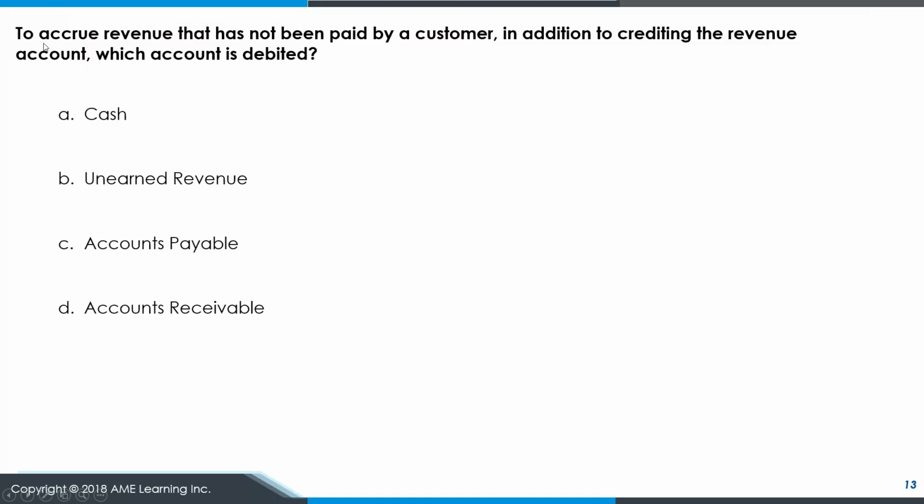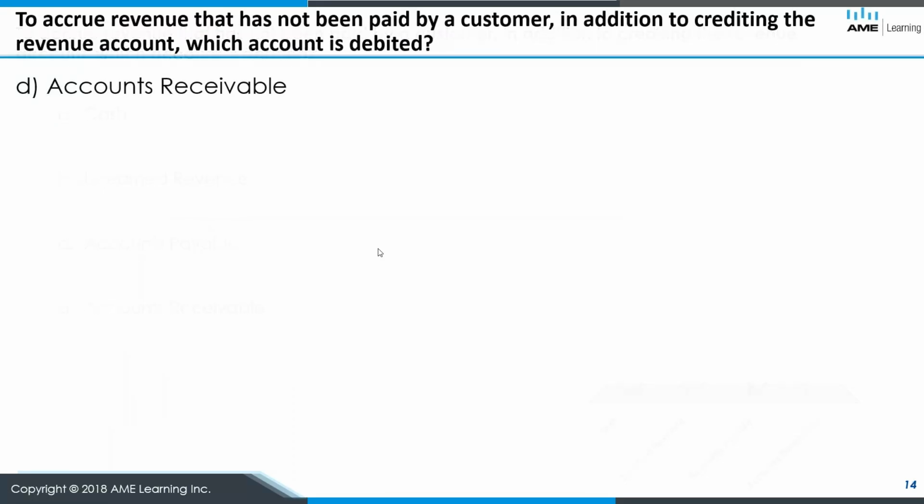Okay, this question asks, to accrue revenue that has not been paid by a customer, in addition to crediting the revenue account, which account is debited? And again, as we've mentioned quite a few times here, that's going to be our accounts receivable. And that's really this definition of revenue that has not been paid by a customer. Remember, when we looked in previous chapters, when you provide services before the cash is received, that's when we use accounts receivable.